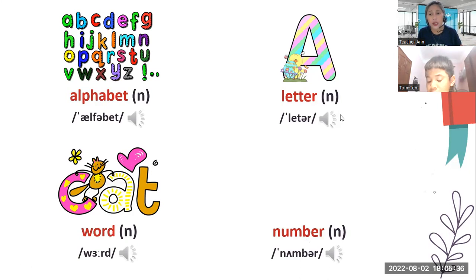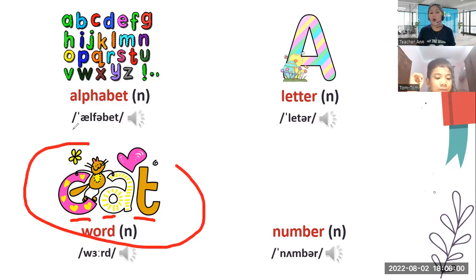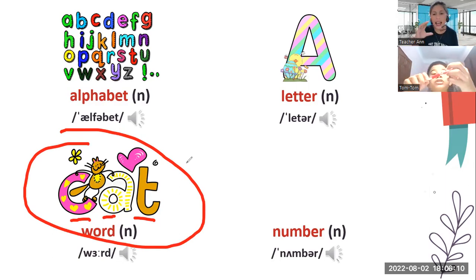Tom Tom, look at teacher. The word is formed by letter C, letter A, and letter T. So that's why we form cat. Okay, Tom Tom, this is a word now. Cat. What word is it? It's cat.